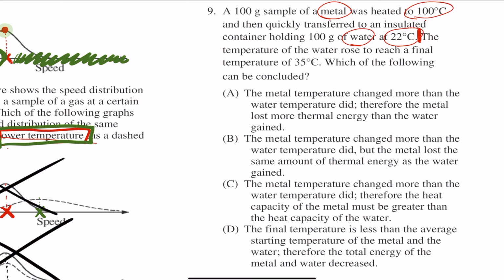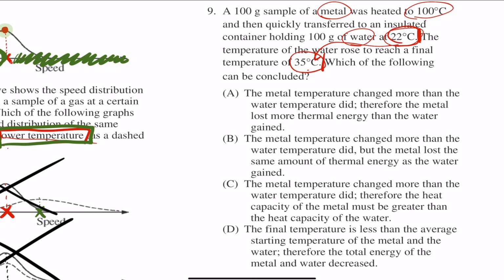So in terms of metal, it should be exothermic. In terms of water, it should be endothermic. So just kind of know how the heat transfer is happening. Now, the temperature of water rose to reach a final temperature of 35 degrees Celsius. Once again, that makes sense. It went from 22 to 35 because it absorbed the heat coming off from the metal. Which of the following can be concluded? So this talks about the whole energy change.